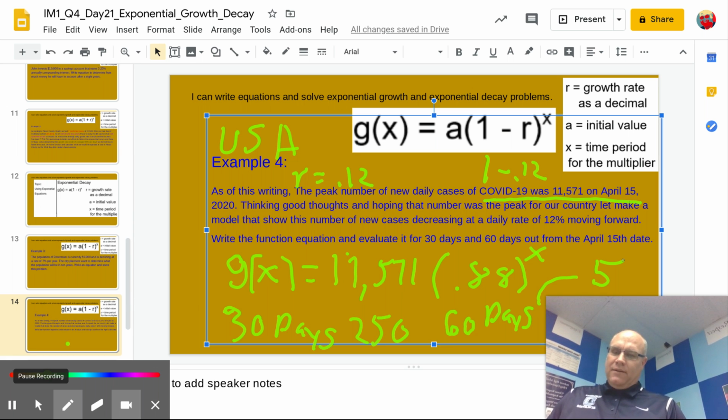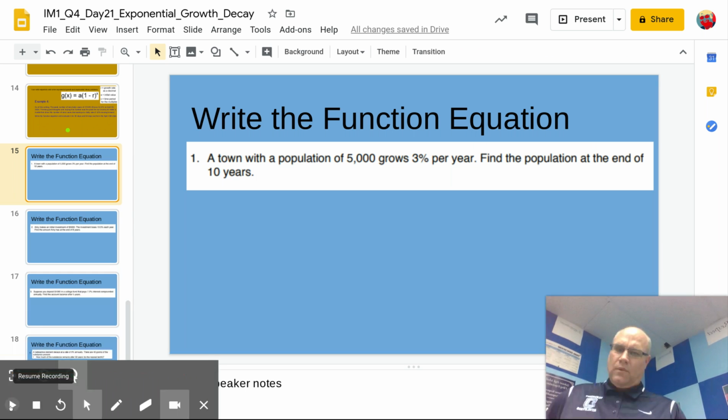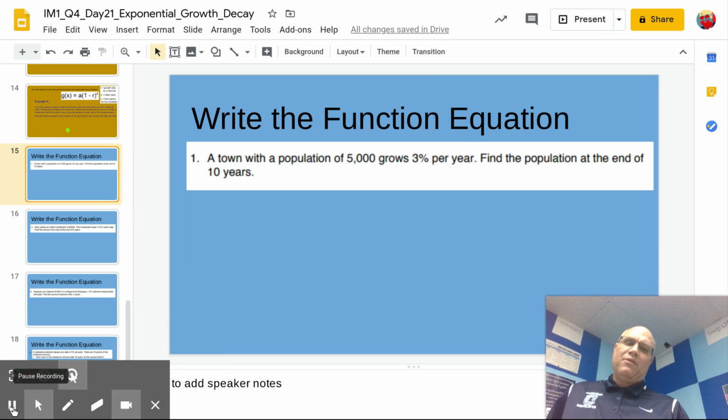All right, let's see if you can write a couple equations, and then we'll call it a day. A town with a population of 5,000 grows 3% per year. Find the population at the end of 10 years. So write the function equation and set it up to be evaluated. You don't have to solve it unless you know how to do that on your calculator.